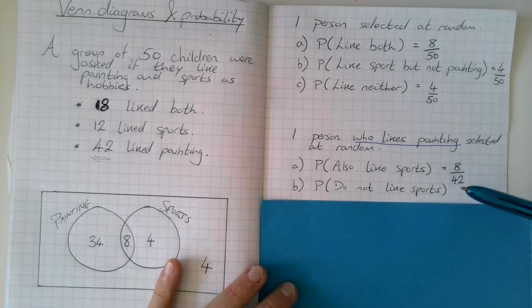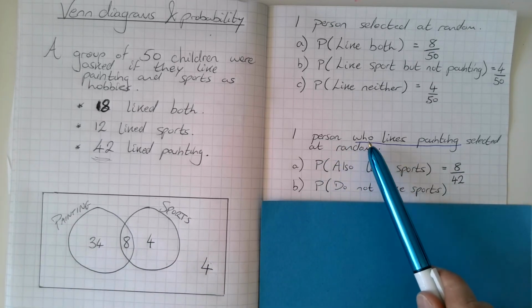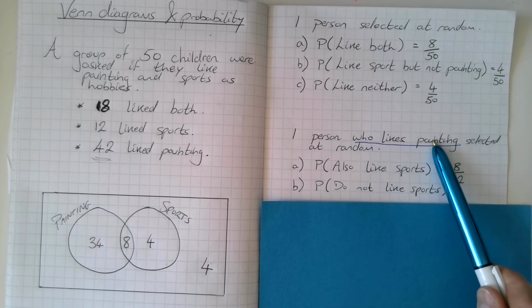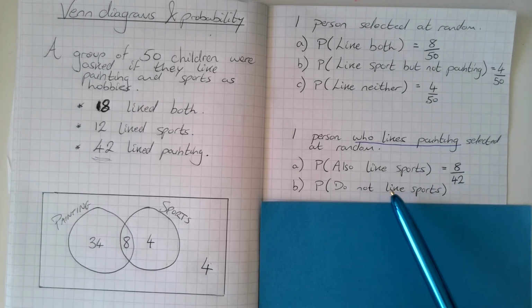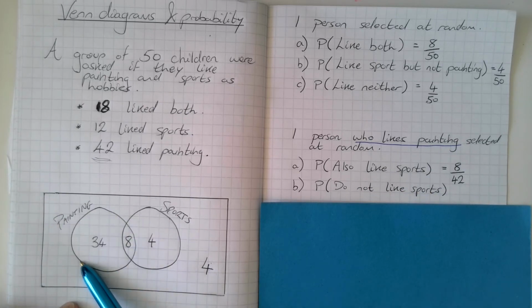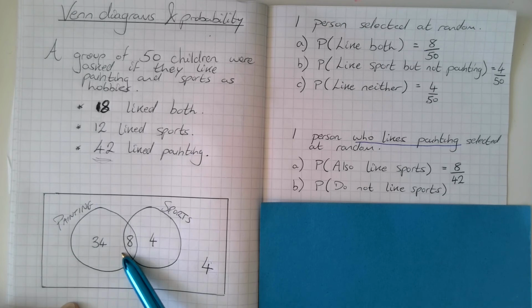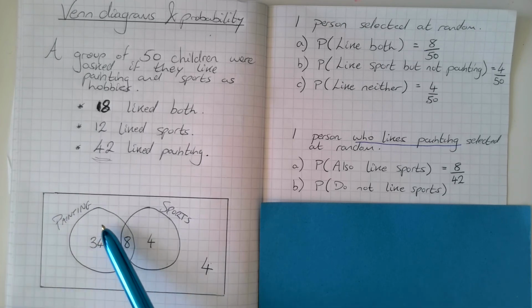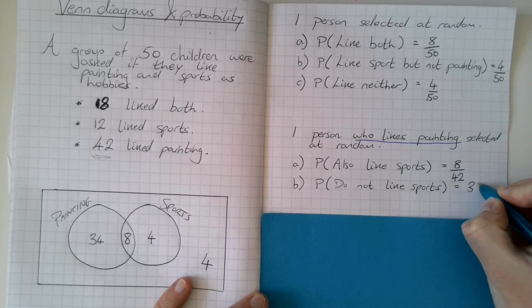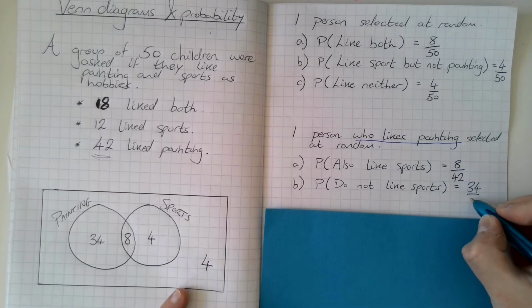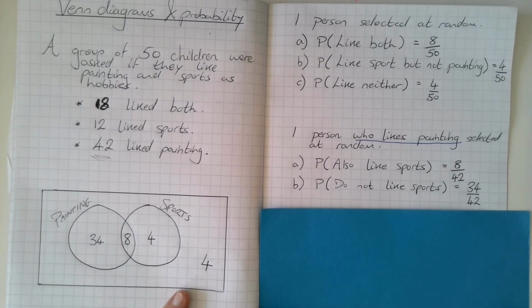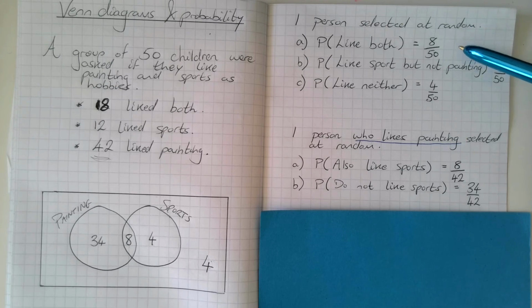And question B is similar. One person who likes painting is selected at random. What is the probability that they do not like sports? Well, this is this section in here, where it's not really little, it's got 34 people in it. So it's 34 people do not like sports out of 42. Remember, it's 42 people that like painting. So these are the main questions that you could get and you will get on the worksheet.